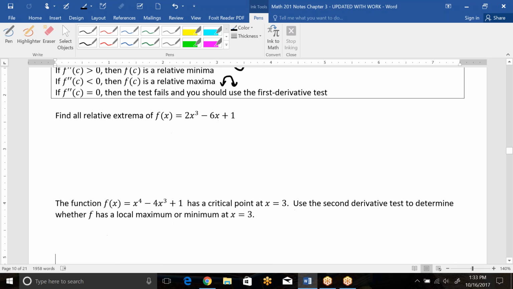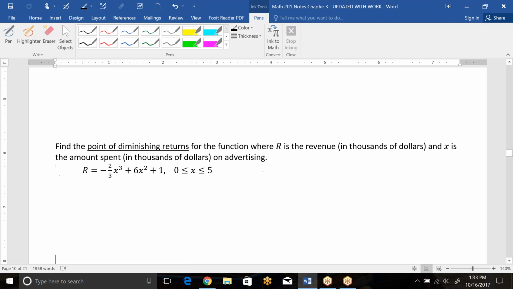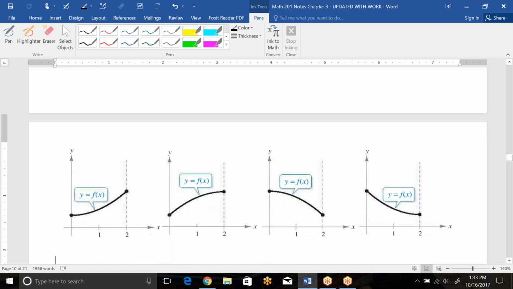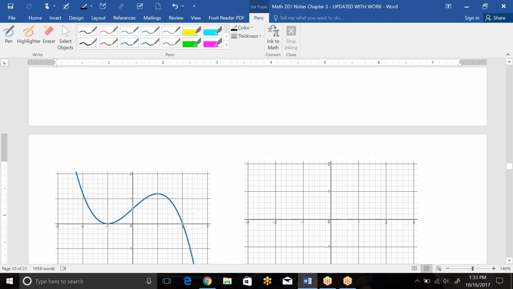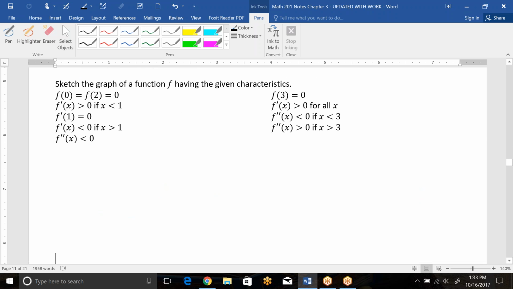Now, we've done most of these in the notes in class, so I'm going to skip to something we did skip over. Remember, point of diminishing return is also just an inflection point. We did not do these sketching ones at the end of the notes, so I want to make sure we go through those. So sketch a graph that has the given characteristics.